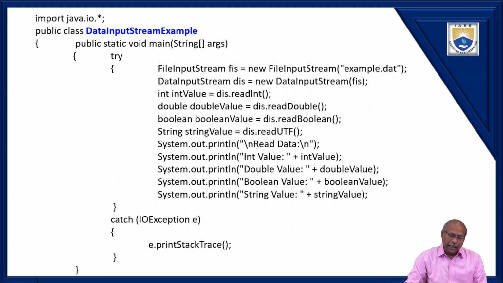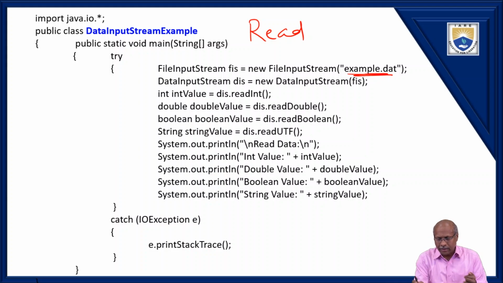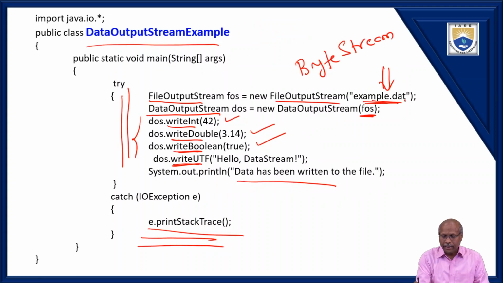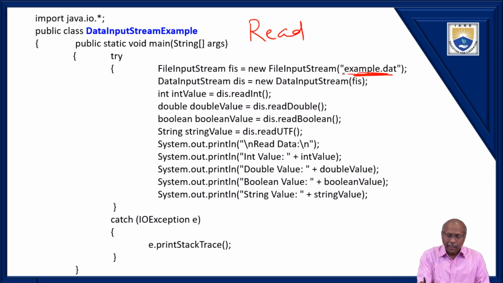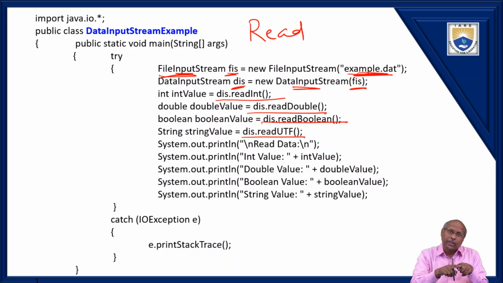Similarly, DataInputStream. What is DataInputStream for? To read data. Whenever you want to read primitive data, you can use the same file. Whatever file I gave in the previous slide, example.dat, the same file I will use. That file I am opening using FileInputStream. This FileInputStream I am linking with my DataInputStream object. Now, using this DataInputStream object, I am reading: readInt, readDouble, readBoolean, readUTF. That means if the file is written using DataOutputStream, then you have to read using DataInputStream. So these two are interlinked.